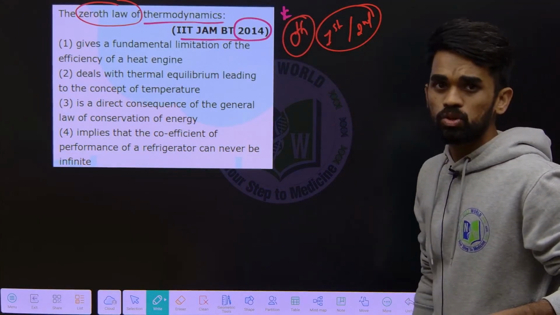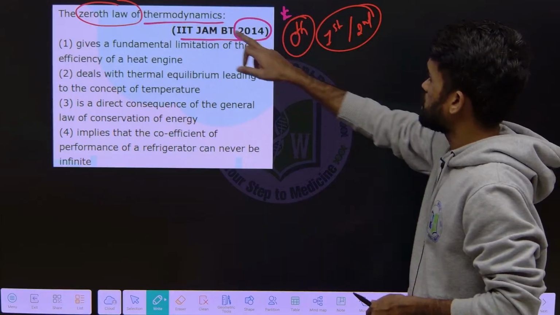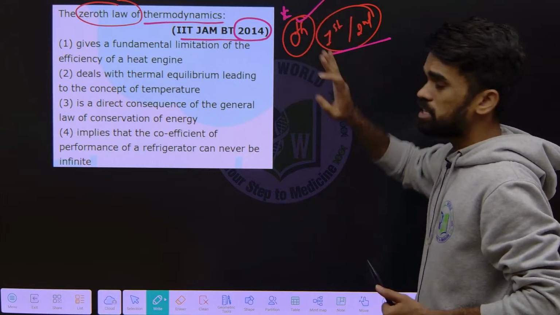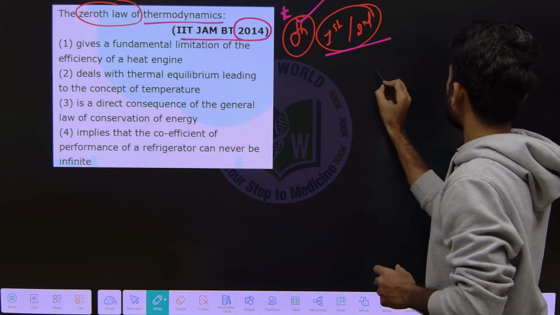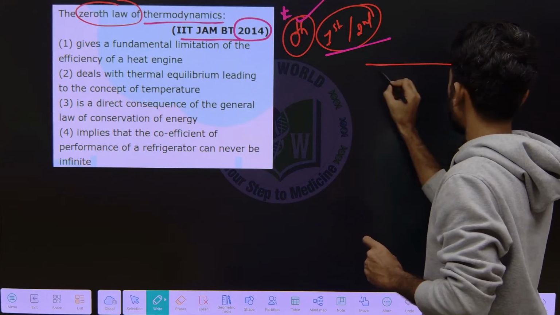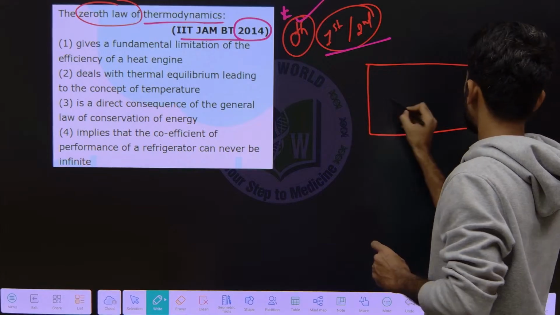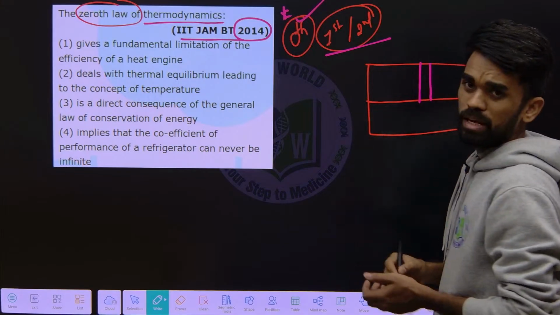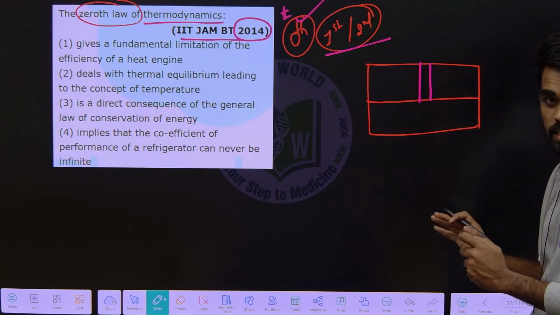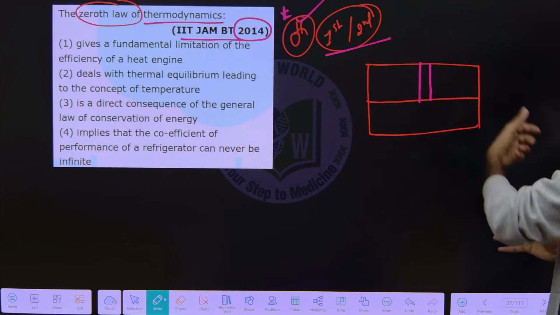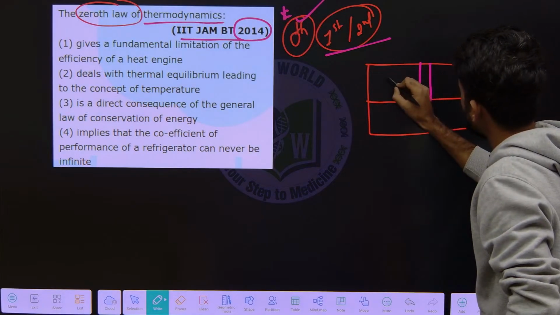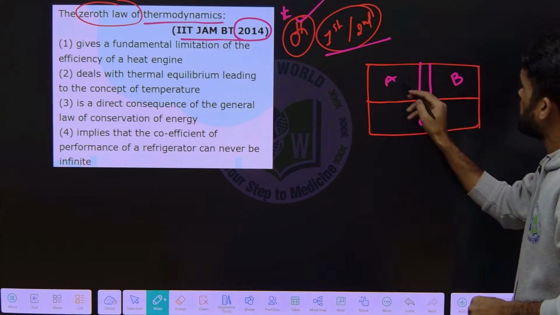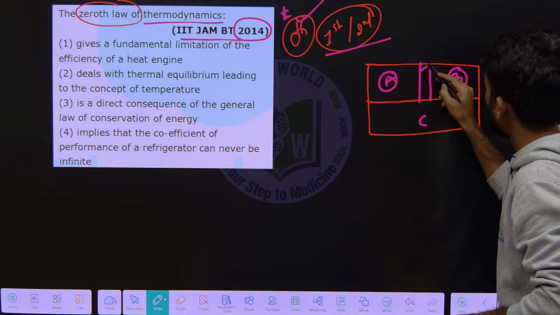So why do they mention it as the 0th law? Because this law is very, very fundamental and much more basic than the first and second laws. That's why they call it the 0th law. What this 0th law says is, see, consider there are 3 containers, or 3 systems. This is A, this is B and this is C. Now A and B are separated by an adiabatic wall.